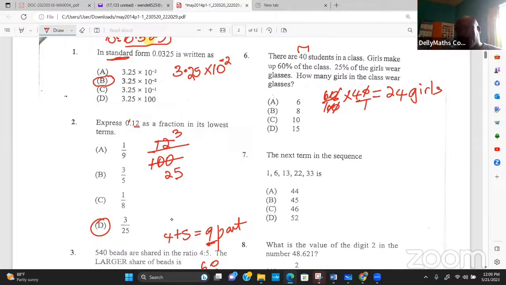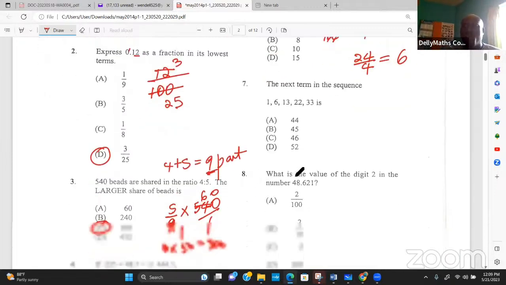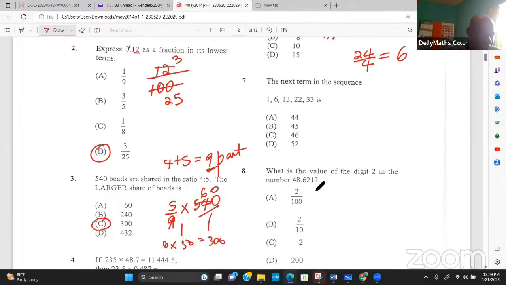Now, from these 24 girls, it is said that 25% wear glasses. 25% means a quarter. So then 24, if I divide this by 4, it's going to give me that 6 girls actually wear glasses. And here's my answer on top. All right. So again, they're giving us some nice numbers to work with, 25% and stuff like that.